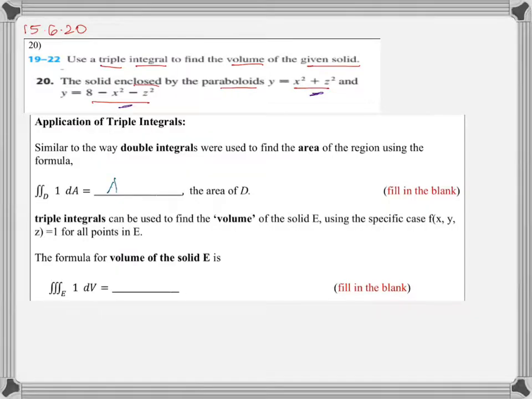So first, how do we apply the triple integral? Just as we did the double integral to find the area of the domain, we can use the triple integral to find the volume of the solid. The formula for the volume of the solid E is the triple integral over E of 1 dV, which is V of E. Here we are making the height equal to 1. So using the triple integral, we get the volume.